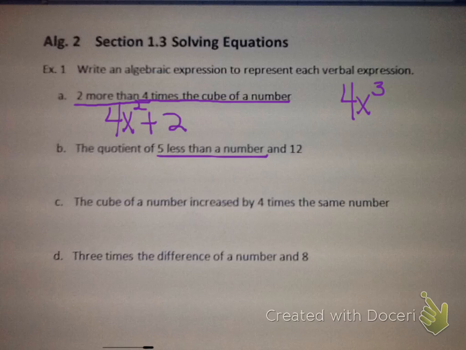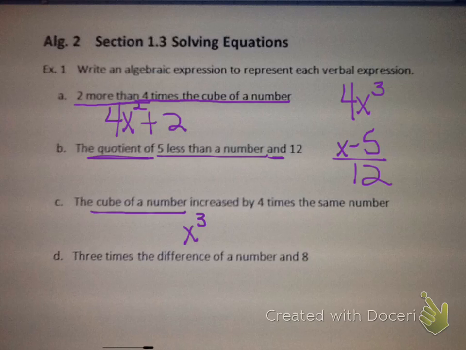Example B. The quotient of 5 less than a number and 12. Quotient means to divide, so what you read first goes in the numerator, and what you read after the word and goes in the denominator. 5 less than, that means we put x minus 5, and then divide it by 12.